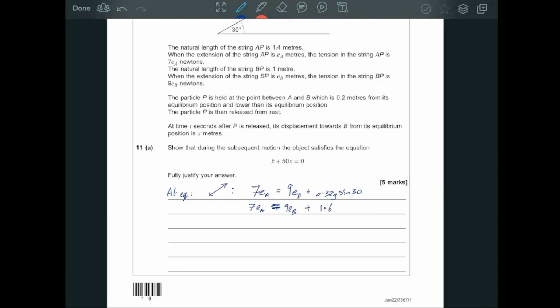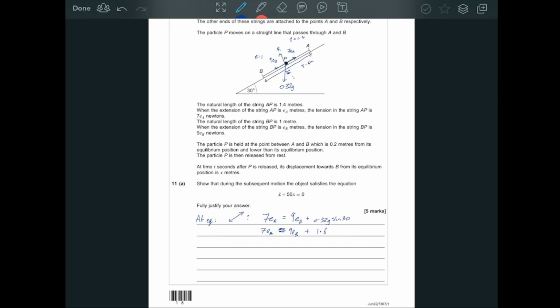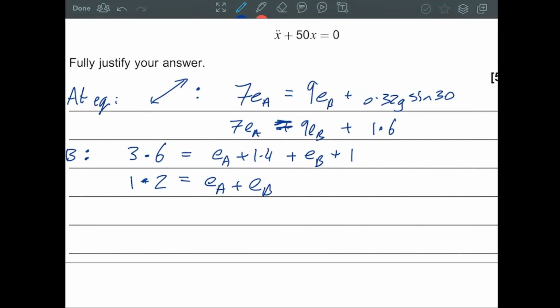So the other statement we've been given is something about natural lengths. So A to B, well, the distance we've been told is 3.6. And that's equal to the length of the string A to P, which is the extension plus its natural length, plus the length of B to P, which is the extension plus its natural length. So EA plus EB is 1.2.